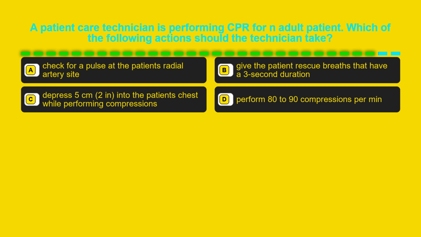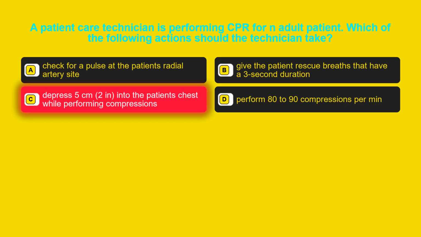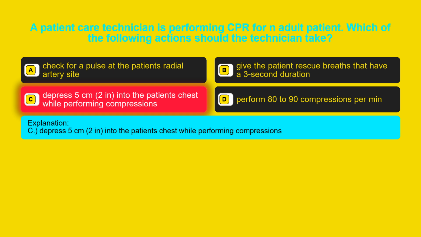Question 43. A patient care technician is performing CPR for an adult patient. Which of the following actions should the technician take? Option A. Check for a pulse at the patient's radial artery site. Option B. Give the patient rescue breaths that have a 3-second duration. Option C. Depress 5 cm, 2 in, into the patient's chest while performing compressions. Option D. Perform 80 to 90 compressions per minute. The correct answer is option C. Depress 5 cm, 2 in, into the patient's chest while performing compressions. C. Depress 5 cm, 2 in, into the patient's chest while performing compressions.